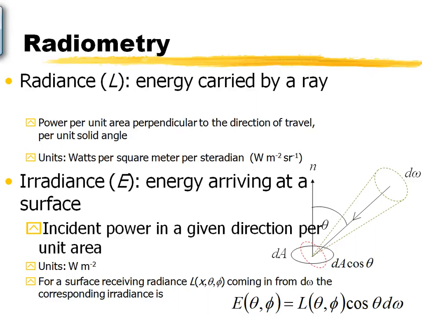Right? A solid angle subtended in space. And the units that we typically describe this in is watts per square meter per steradian. Okay? So steradian being defined as the unit subtended angle that we have. Irradiance, on the other hand, is actually the energy that is arriving at a particular surface.